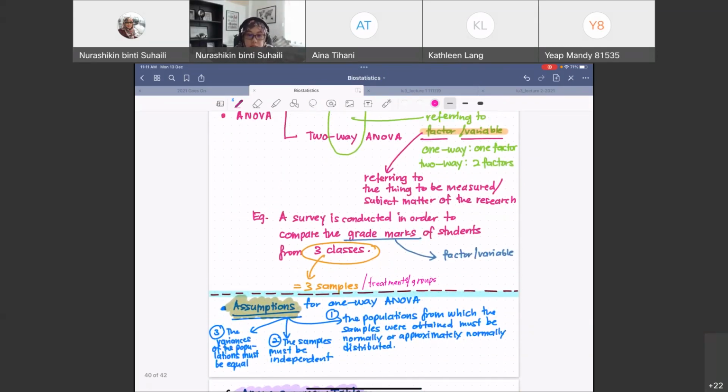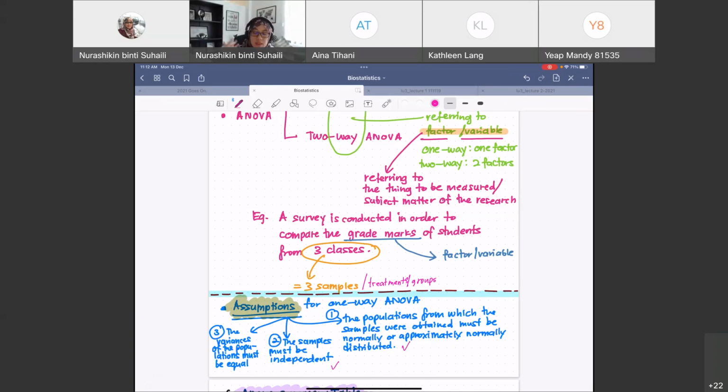What are the assumptions for one-way ANOVA? The variance of the populations must be equal. And then the samples must be independent, meaning that the sample stands on its own. It is not related to each other. And the populations from which the samples were obtained must be normally or approximately normally distributed.